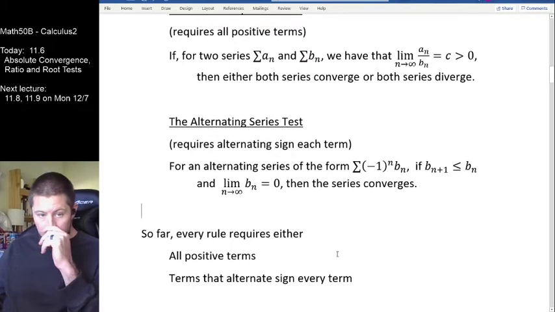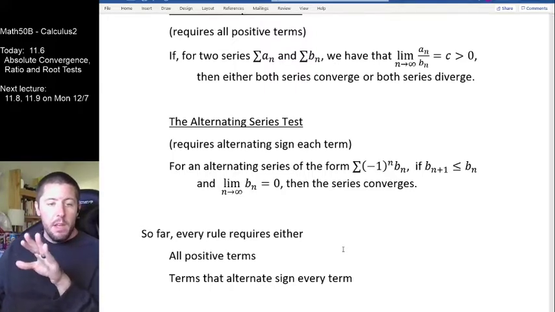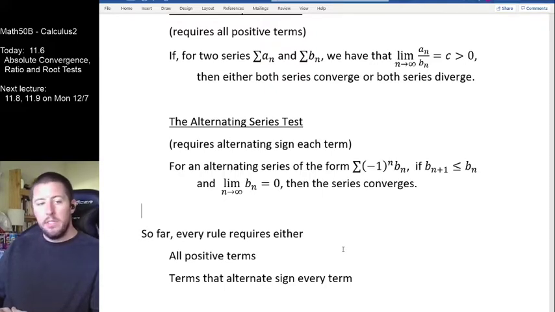So here's what we've seen so far. Every rule that we've had requires either for us to have all positive terms in our series or terms that alternate sign every term. So what I'm thinking to myself here is, what series haven't we talked about? Well, we haven't talked about series that have negative terms, and we haven't talked about series that don't necessarily have a pattern to their positives and negatives out there.